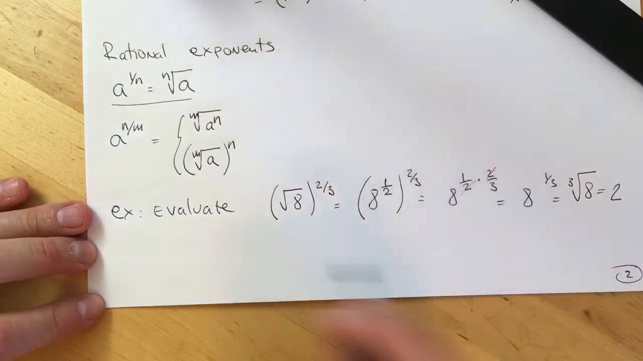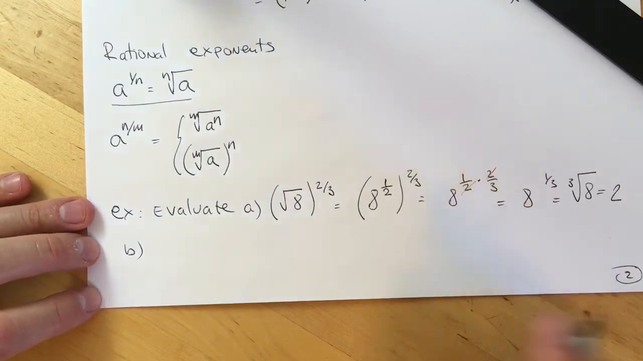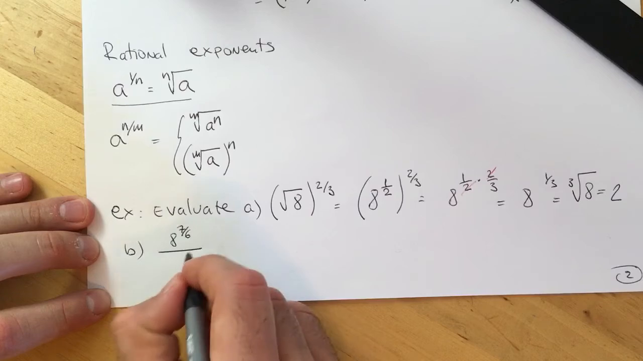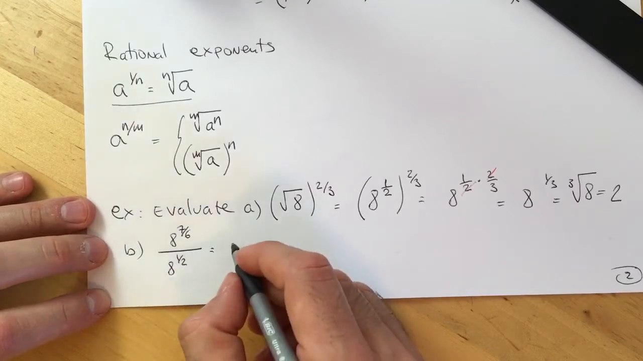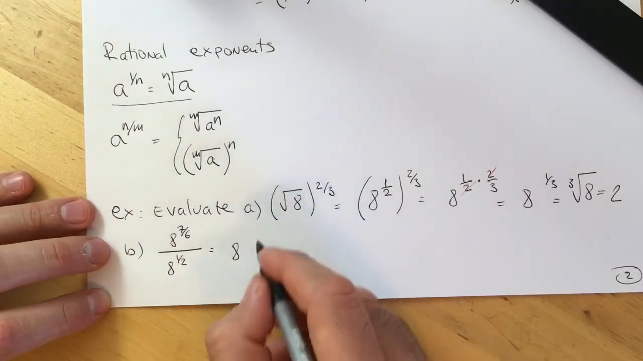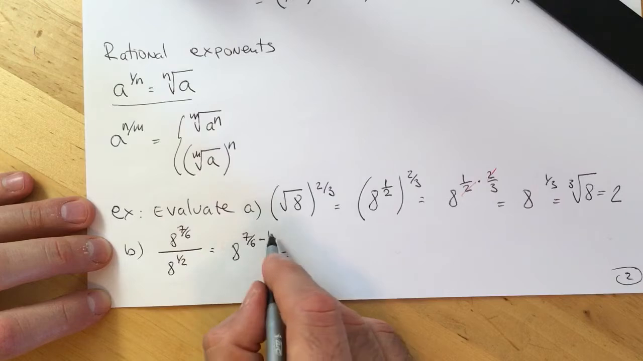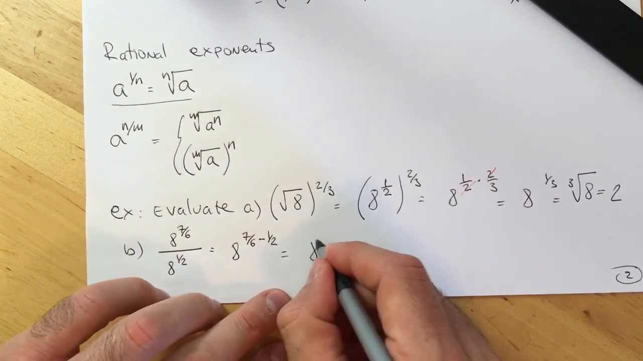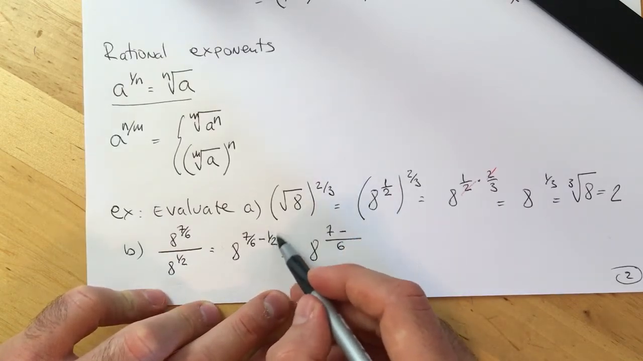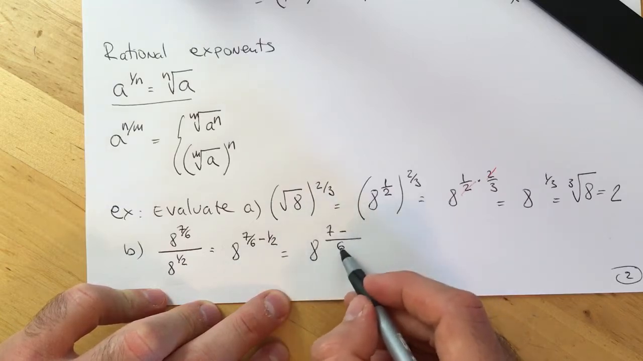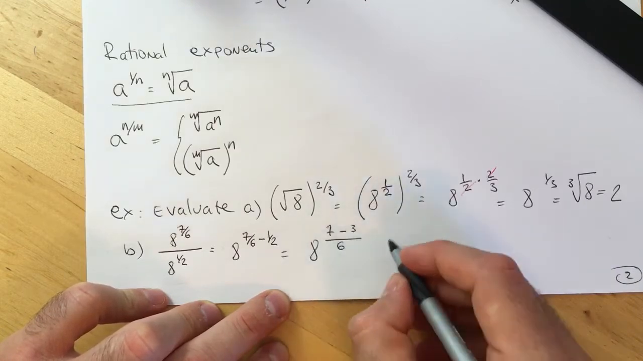Okay, another example, so let's say that this is part B, 8 to the power 7 over 6 over 8 to the power 1/2 is equal to, by the basic properties of exponents, 8 to the power 7 over 6 minus 1/2. Now I deal with this difference of exponents, so that's 8 to the power, common denominator is 6, right? So 7 minus, in order to express 1/2 as a fraction whose denominator is 6, I have to multiply top and bottom by 3, so that's 7 minus 3 over 6.